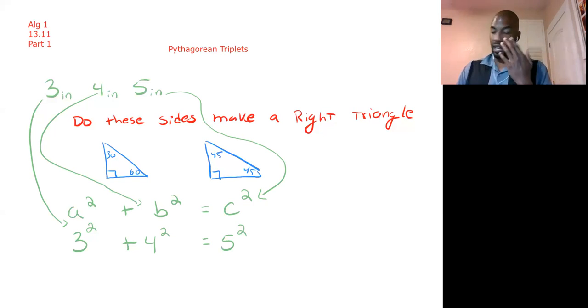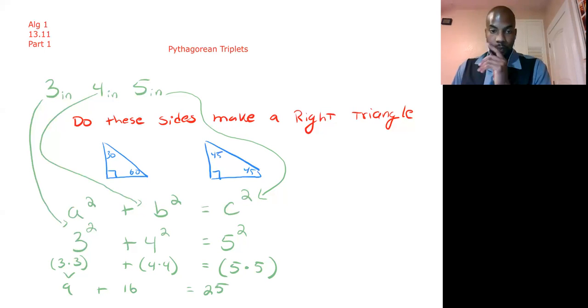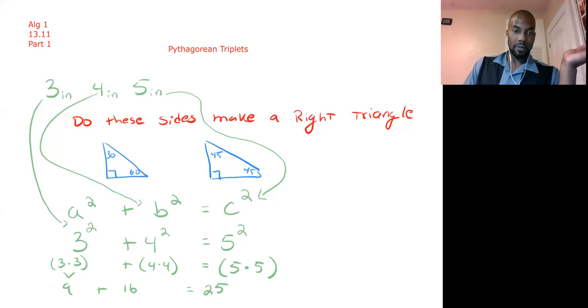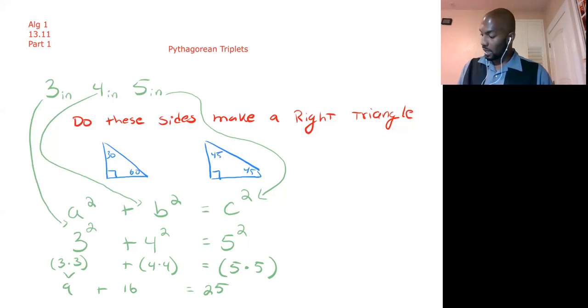Now I just do the simple math. 3 squared is 3 times 3, plus 4 squared is 4 times 4, equals 5 squared, which is 5 times 5. I break it down. 3 times 3 is 9. 4 times 4 is 16. 5 times 5 is 25. Now I simply finish it up. Does 9 plus 16 equal 25? Well, 9 plus 16 is in fact 25. So 25 does in fact equal 25.